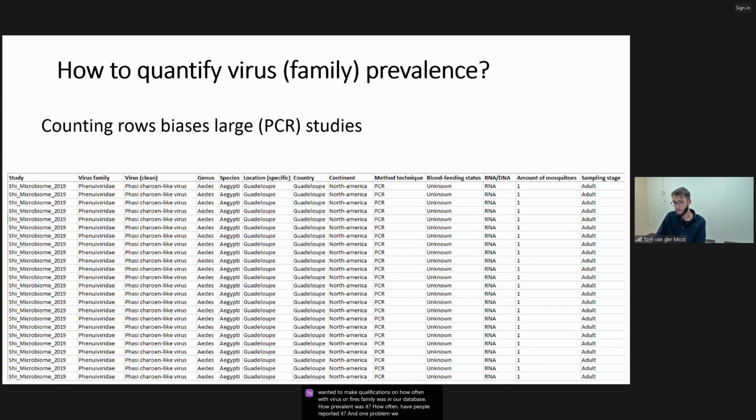And one problem we ran into, or we realized, was that because we kept this information per pool, if a PCR study from the exact same location would start doing PCRs on individual mosquitoes, such as is the case in here, you would get a lot of entries in our database, which don't really add a lot more information. And if we counted these as individual instances of this virus being detected, the amount of entries in our database would be quite inflated due to these studies, whereas they wouldn't really add a lot more information.